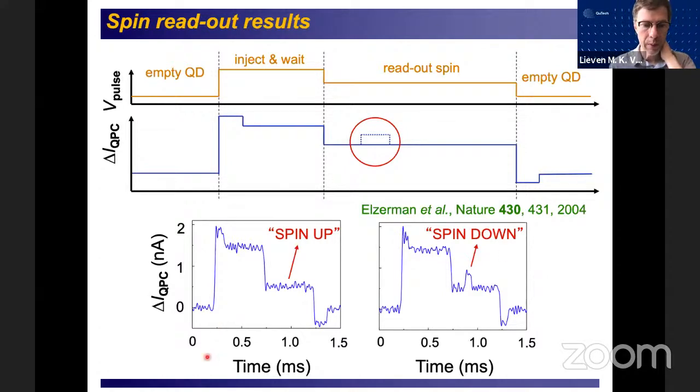Oh, I see a question here. Is it easy to tune this intermediate energy level between the two spin states to read out? Essentially, yes, nowadays.